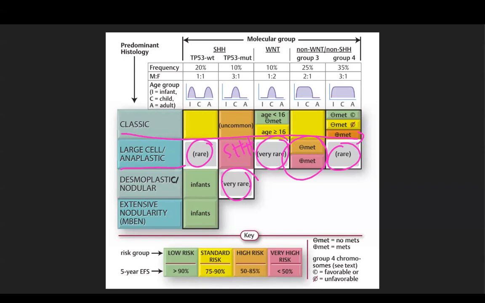And then we saw that for infants, if there's desmoplastic or nodular histology, or if there is extensive nodularity histology, both of them make it a low-risk group. So, does this chart look as scary to you? It's not, it's a cute chart. No.